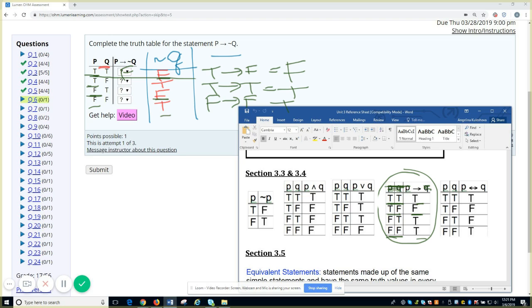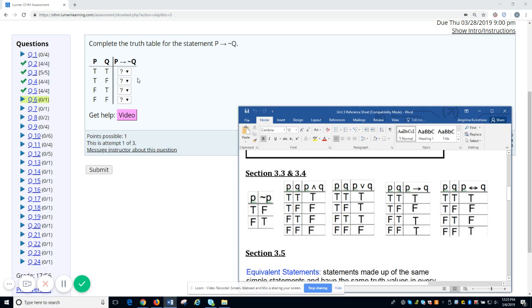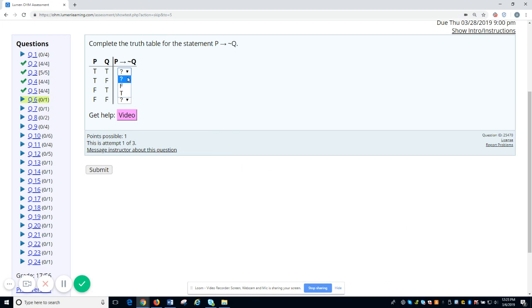And the last one, if false, then true. That happens to be true as well. So your final answer is going to be false, true, true, true. So what we had to add was a column that represented a negated Q, because that wasn't in our table. Okay. So false, true, true, and true.